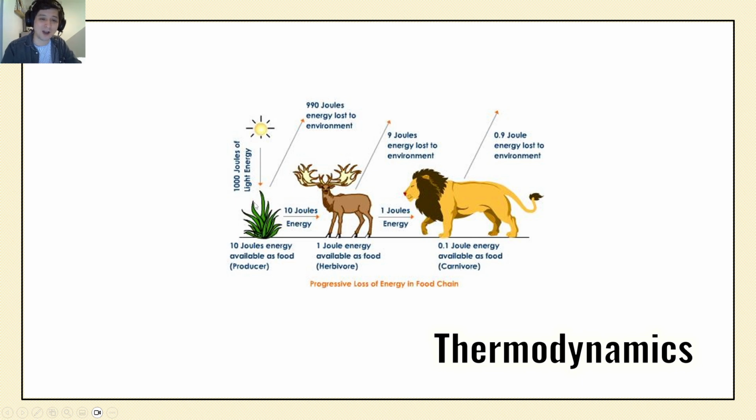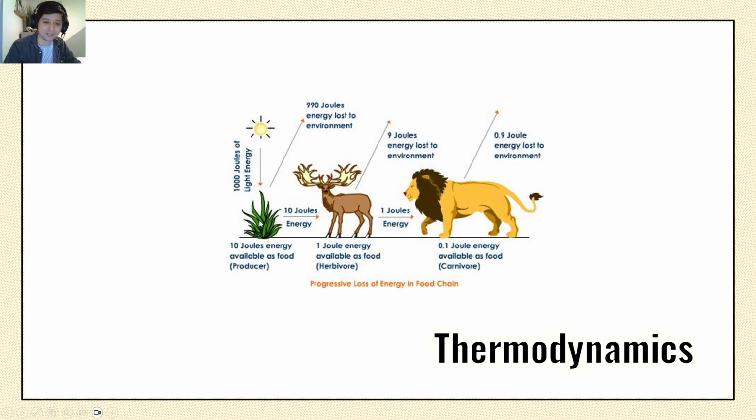So we start out with 1,000 joules of light energy. A joule is a measurement of energy, right? So we get 1,000 joules of light energy. This goes into this plant, which photosynthesizes that energy and produces 10 joules of energy available as food. 990 joules is energy lost to the environment. So 990 of 1,000 is already lost to the environment. It's very inefficient, okay? But it was able to get 10 joules of energy. It was able to capture some of it and use some of it.